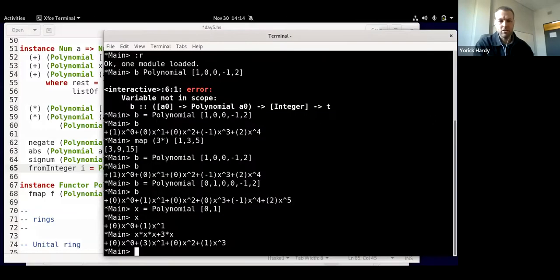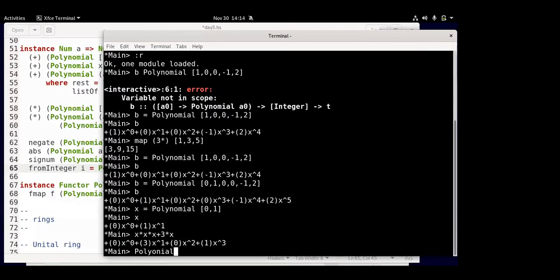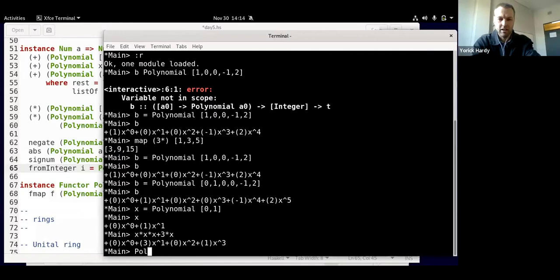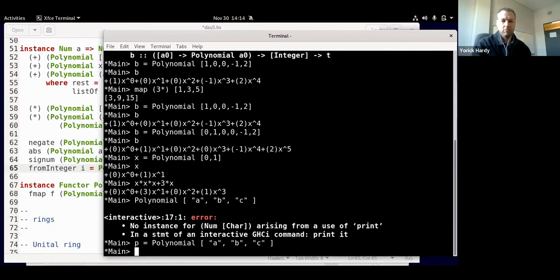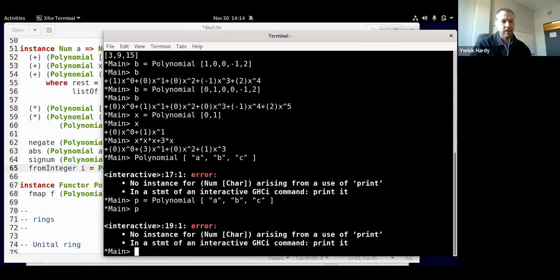I should just mention one thing. I can do bizarre things. So this functor makes perfect sense, but not everything makes perfect sense. Let me just write polynomial A, B, C. So my coefficients are now strings. Let me assign that to, let's call it P. So P is a polynomial, but the first thing that we notice is that I cannot even show it.